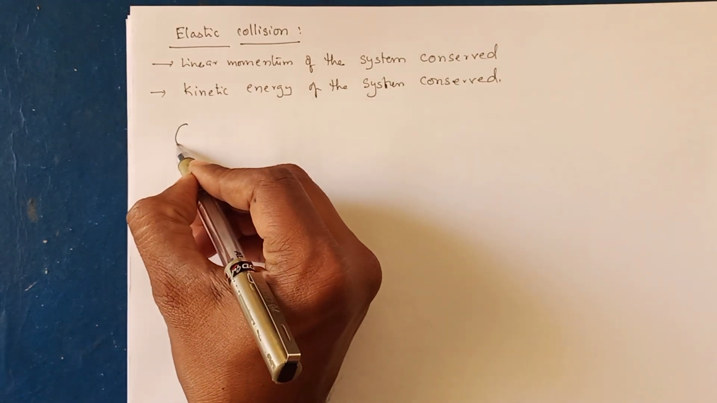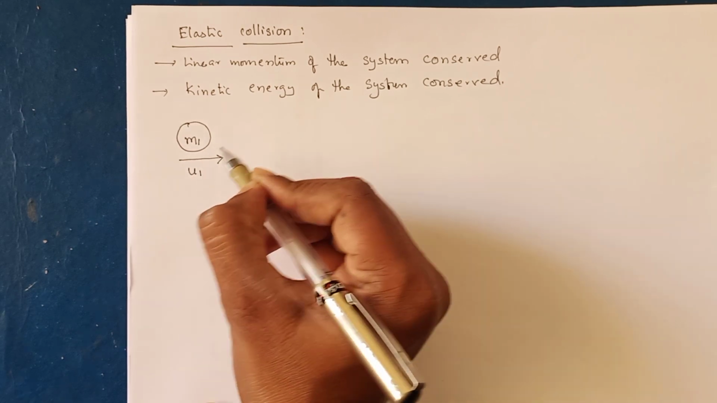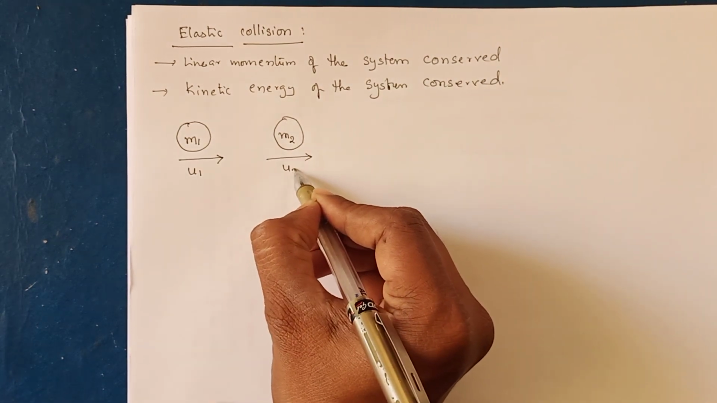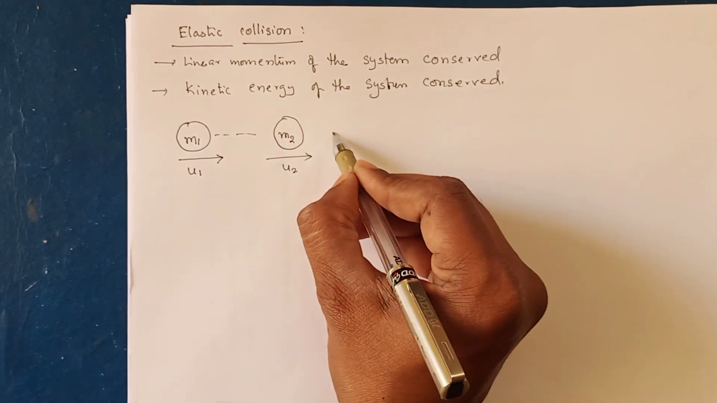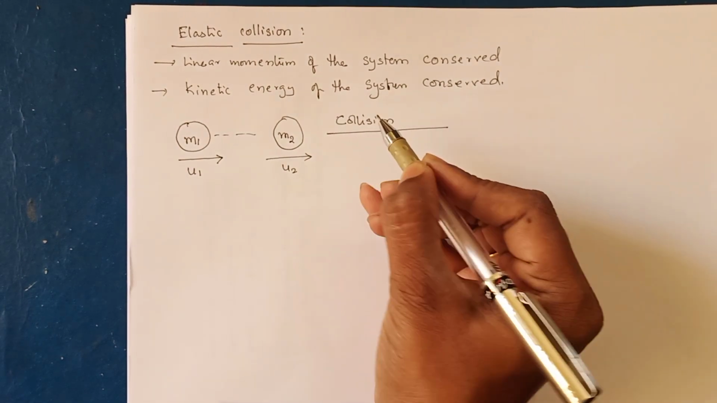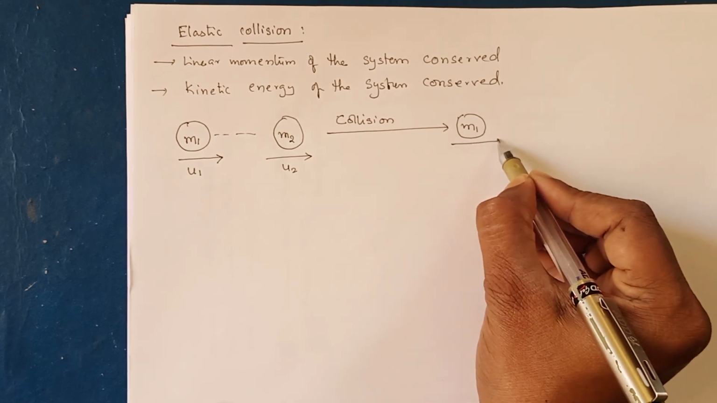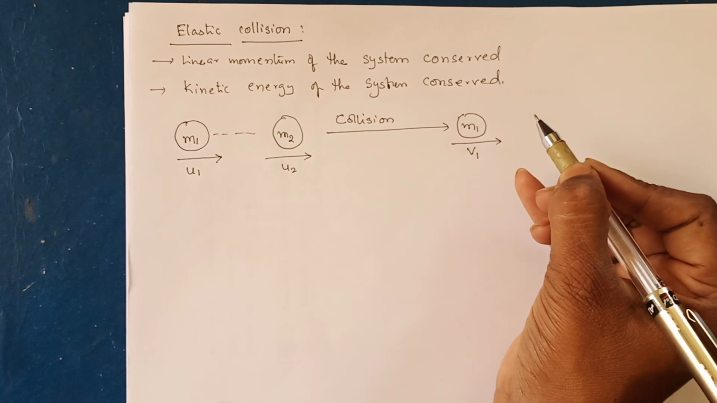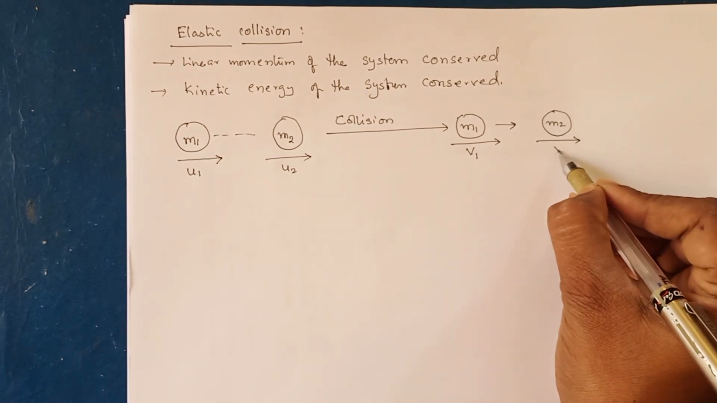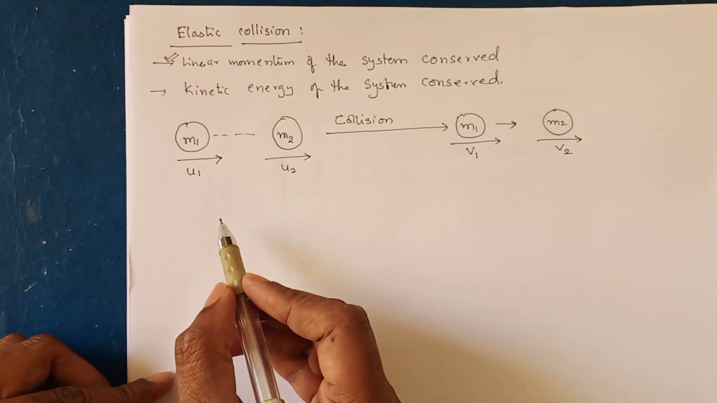Let us consider a simple body of mass m1 moving with initial velocity u1, and another body m2 moving with velocity u2, both in the same line. Now let us say a collision occurred, like an accident. Assuming that after the collision the bodies are also moving in the same straight line, the velocity of the first body is called v1, the final velocity, and the second body's velocity is v2.